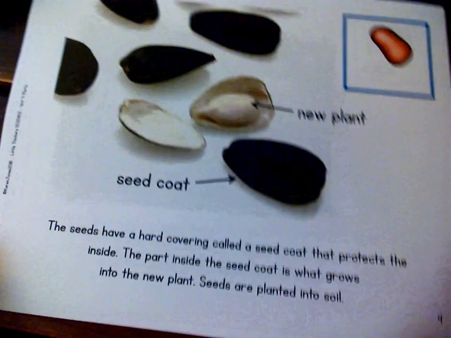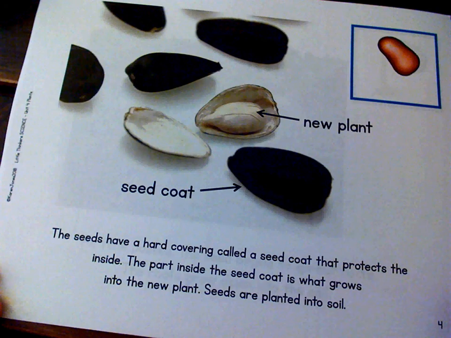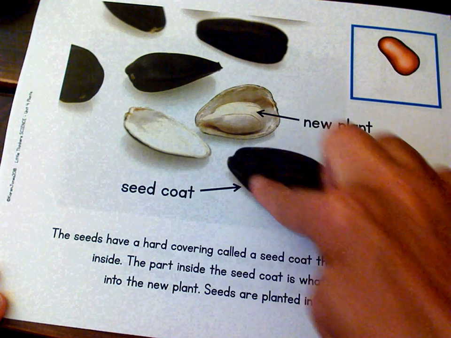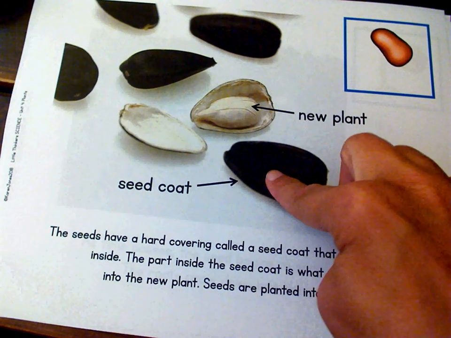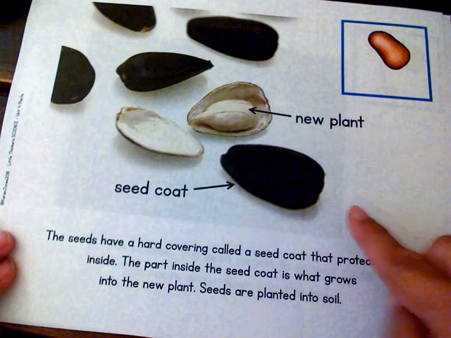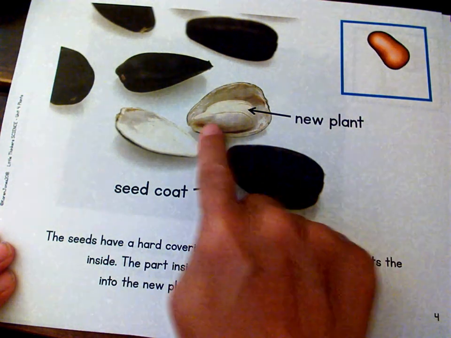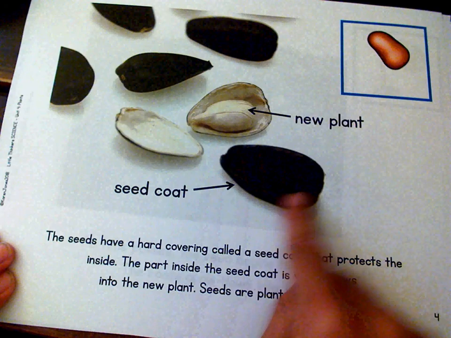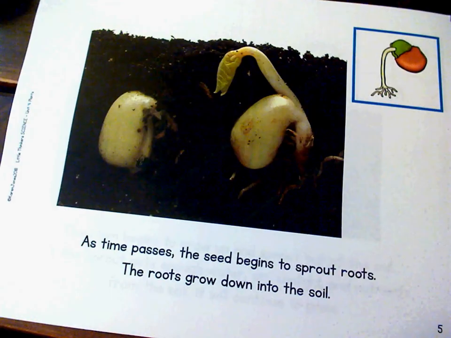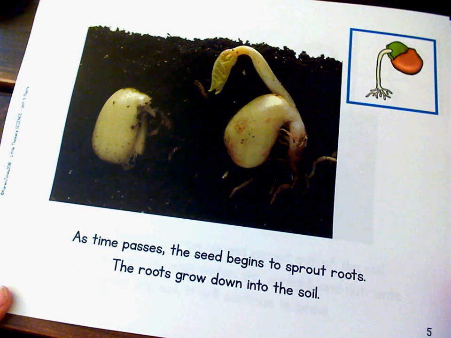Most plants begin their life as a seed. The seeds have a hard covering called a seed coat that protects what's inside. The part inside of the seed coat is what grows into a new plant. Seeds are planted in the soil. So this, boys and girls, is the new plant. This outer part is called the seed coat.